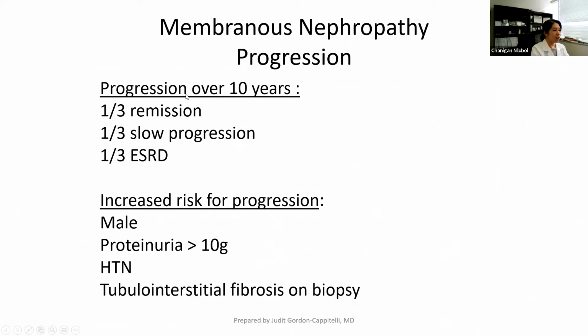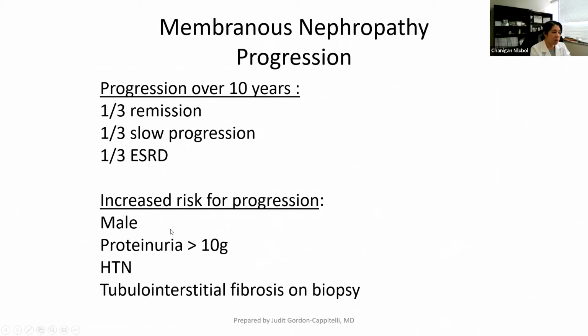So what happened to these patients? With progression over 10 years, 1/3 can go into spontaneous remission. You don't have to do anything, just let it be, maybe ACE, ARB, and control their blood pressure. 1/3 have a slow progression, and 1/3 progress to end-stage kidney disease. So obviously, we need some clues to know which ones we should be actively treating instead of waiting for them to have a spontaneous remission.